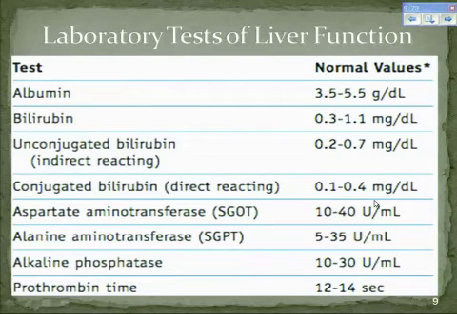Alkaline phosphatase will also be elevated, and prothrombin time, which is a production of the actual compounds to make your clotting cascade, will also be damaged, and you'll see an elevation of that as well. So PT is an indication of liver disease.